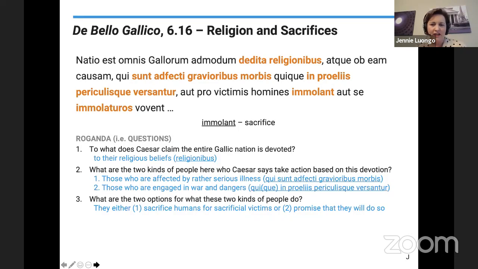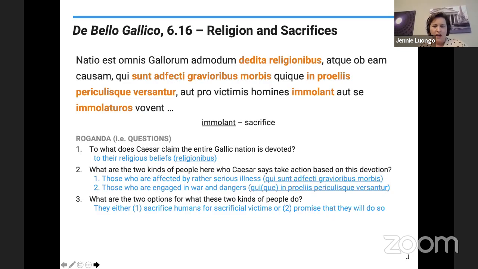Dedita est, they are devoted religionibus, to their religious beliefs, or maybe to their religious superstitions, because we've talked about the fact that Caesar's not being complimentary about Gallic society here. He is trying to give reasons why they need to be conquered, in his opinion, right?